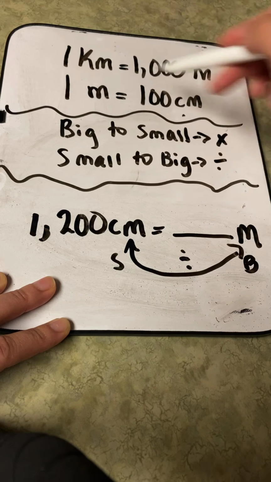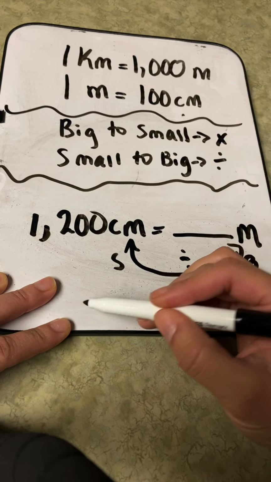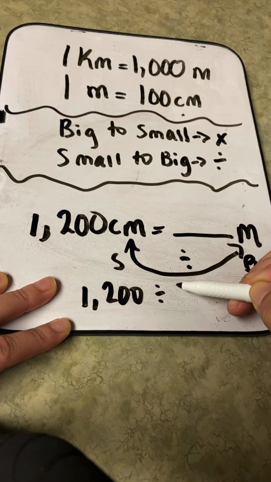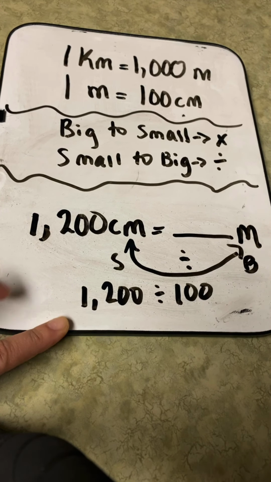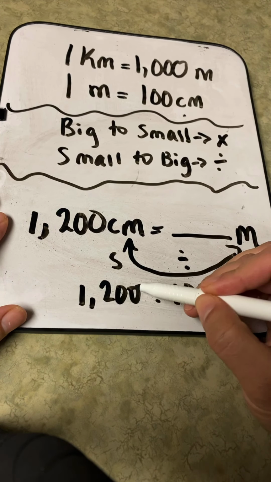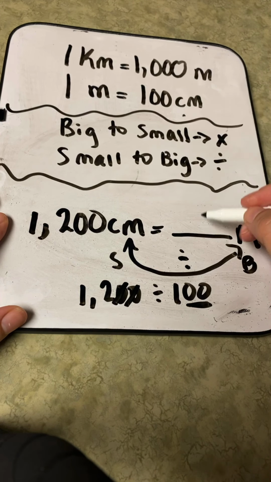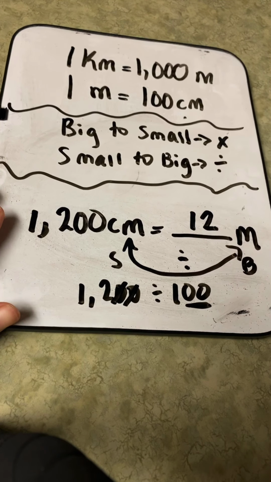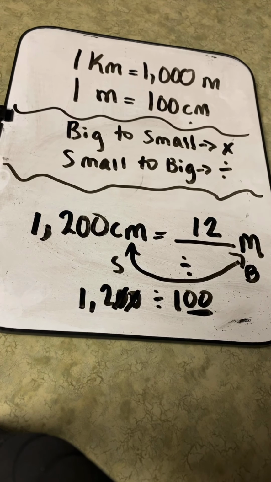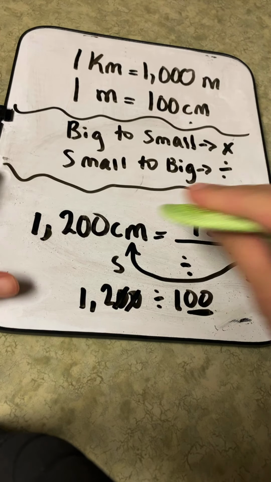So for every 1 meter, there's 100 centimeters. So that means we're going to divide 1,200 centimeters by 100. Now again, powers of 10 strategy, 100 has 2 zeros. So we're going to take away 2 zeros from here, and we're left with 12. So 1,200 centimeters equals 12 meters. Okay, 2 more examples.